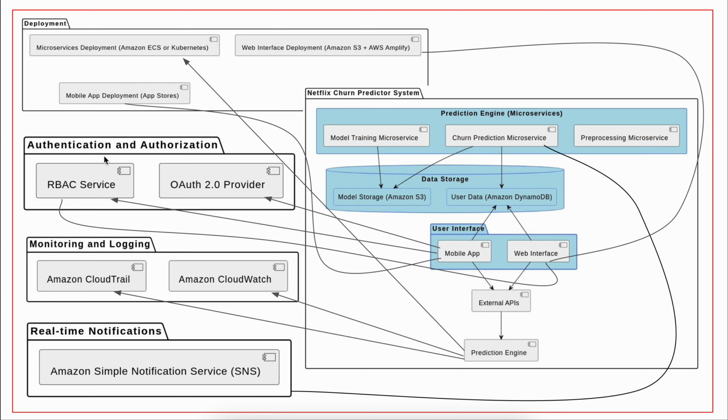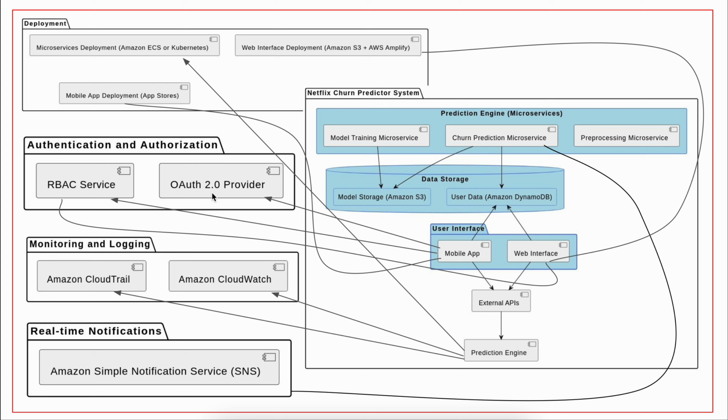Next, we'll talk about authentication and authorization. Authentication and authorization has an RBAC service and an OAuth 2.0 provider. The RBAC service is role-based access control. This service ensures that only authorized users have access to specific resources and functionalities within the system, and it manages the user roles and permissions.